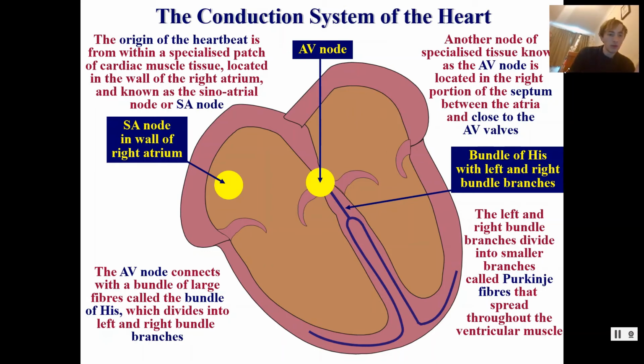Now, I don't need all of this writing down in your book. I think that would be a waste of time. You need to know where the SA node is, where the AV node is, where the bundle of His is, where the Purkinje fibres are, and where the bundle branches are, excuse me.